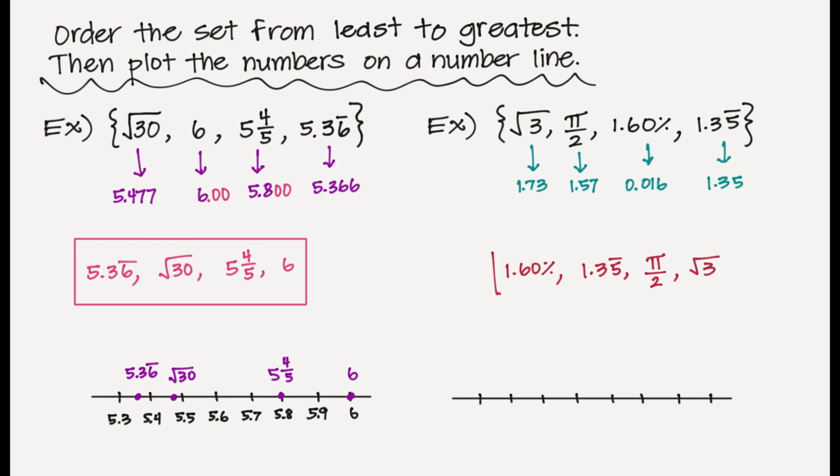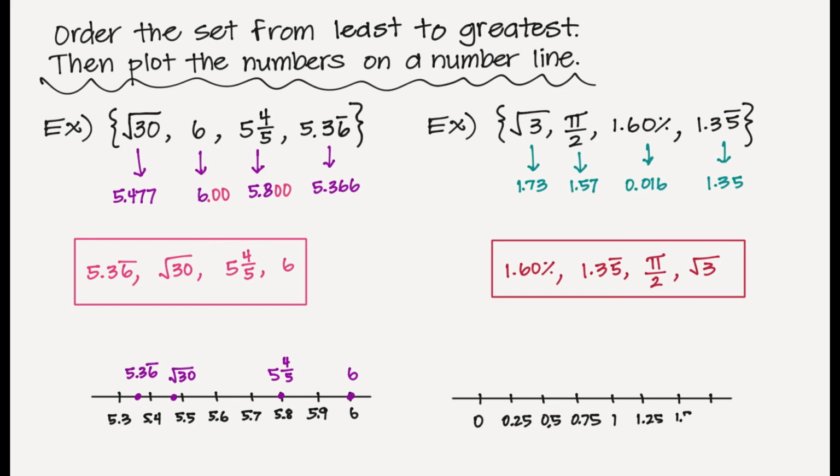Now that I have that in order, I can go ahead and place all of these on my number line. And this time for my number line, I'm going to count by fourths. And I'll go from 0 all the way up to 1.75, and I can go ahead and place my 1.60% very close to 0, followed by 1.35 with a bar over it, just between 1.25 and 1.5. Pi divided by 2 is going to be right after 1.5, and then the square root of 3 would be right before 1.75, and we're done.